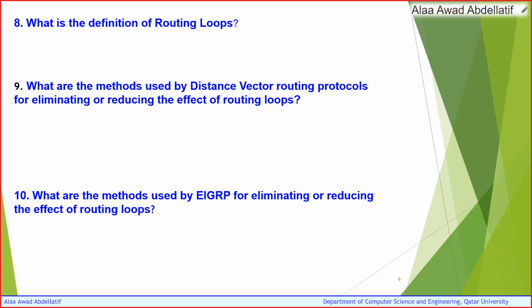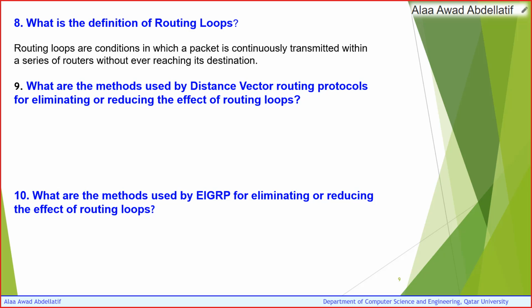Other questions. What is the definition of routing loops? It's very important to know routing loops. Routing loops are conditions in which a packet is continuously transmitted within a series of routers without ever reaching its destination. A routing loop happens when the same packets are continuously transmitted between different routers without reaching the destination. So the packet goes into a loop: transmitted from router 1 to router 2 to router 3 and again to router 1, router 2, router 3, and so on.